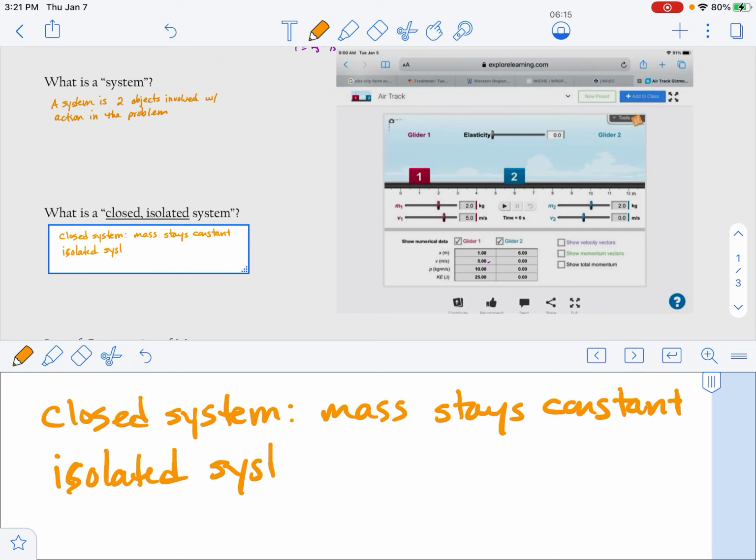an isolated system is one in which there are no outside forces. What does that mean? That means that we're going to ignore friction, right? Friction is considered an outside force that would affect my problem, but I'm going to pretend there isn't any friction. That's why it's on the little air gliders. The wind isn't blowing. There's nothing that the two gliders are going to run into on the track. In the middle of the problem, we're not going to drop a bowling ball on the track, right? No outside forces. It's just these two gliders hitting each other. That's our whole action. Okay, so those are our conditions that we have to meet.